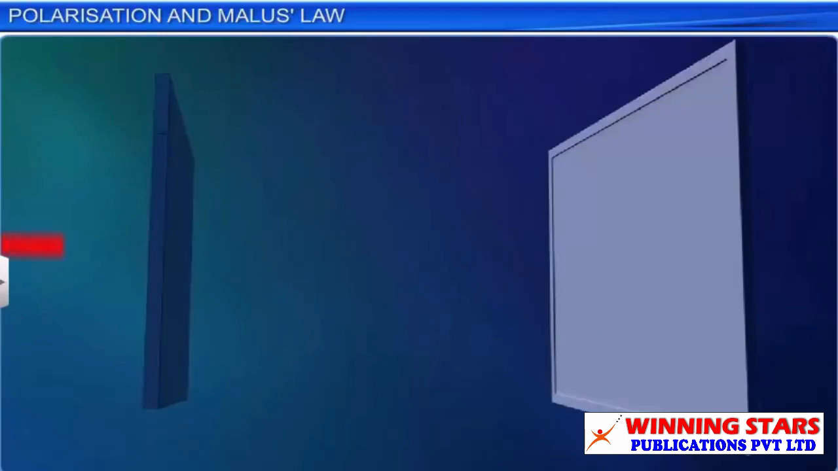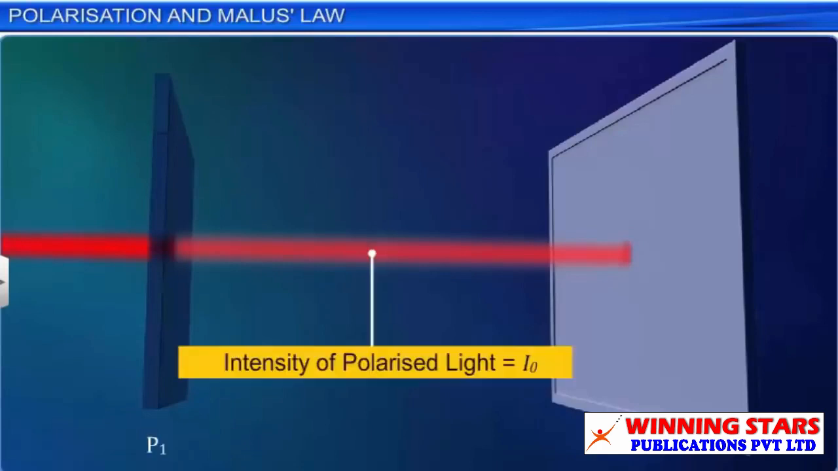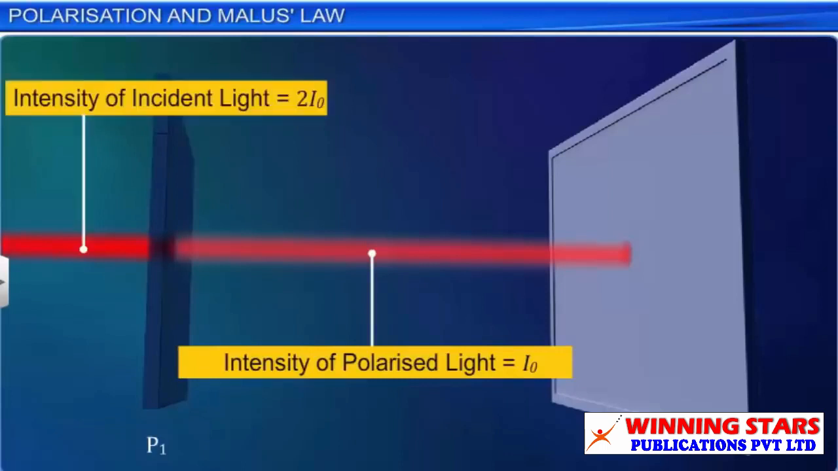Now allow light from an ordinary source to pass through the Polaroid P1 and be incident on a screen. It is experimentally observed that the intensity of the polarized light transmitted through the sheet is half the intensity of the incident light. Rotating P1 has no effect on the transmitted beam, and transmitted intensity remains constant. This can be explained as follows.